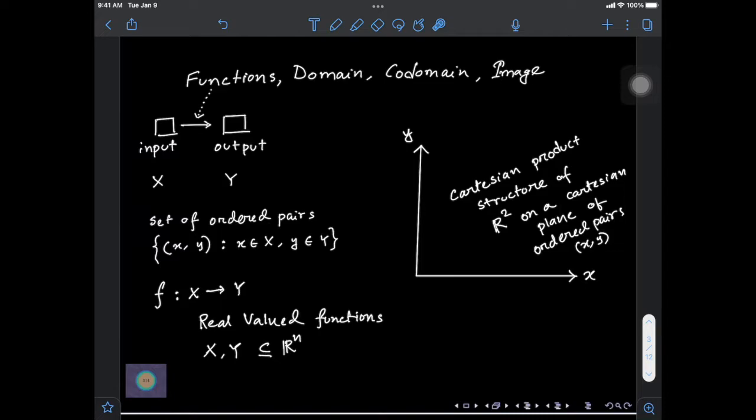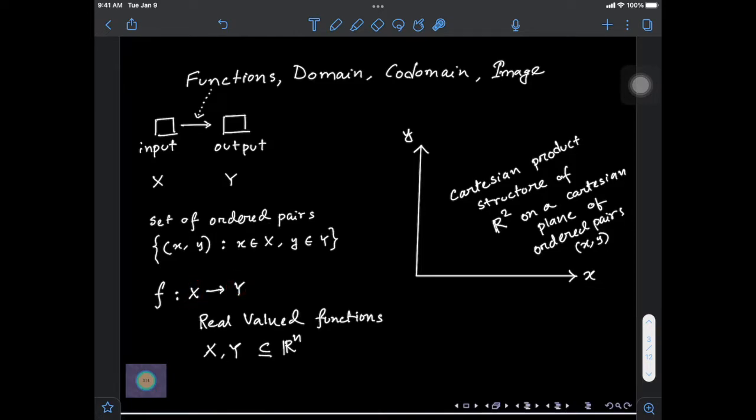Now mathematically, we can use a relational approach to define a function f as a set of ordered pairs (x, y), where x belongs to X and y belongs to Y. Here, X and Y represent the set of inputs and outputs respectively. So we typically represent a function as f mapping from the domain X to the codomain Y.